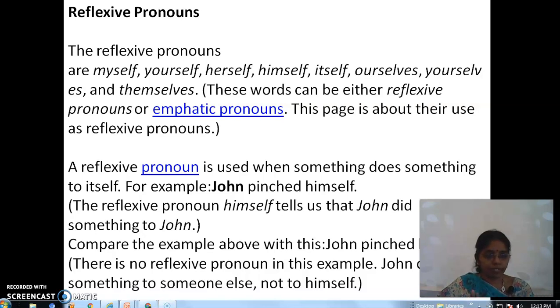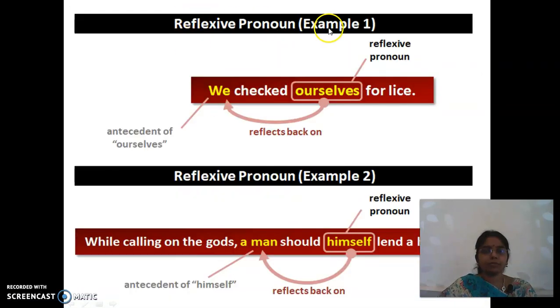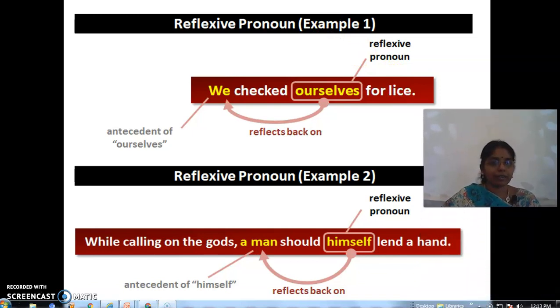Not to himself, but to someone else, that is, to his sister. So, it is not a reflexive pronoun. John pinched his sister is not a reflexive pronoun. John pinched himself is a reflexive pronoun. Is it clear? Right? So, reflexive pronoun. Two examples I will give you to make it clear.